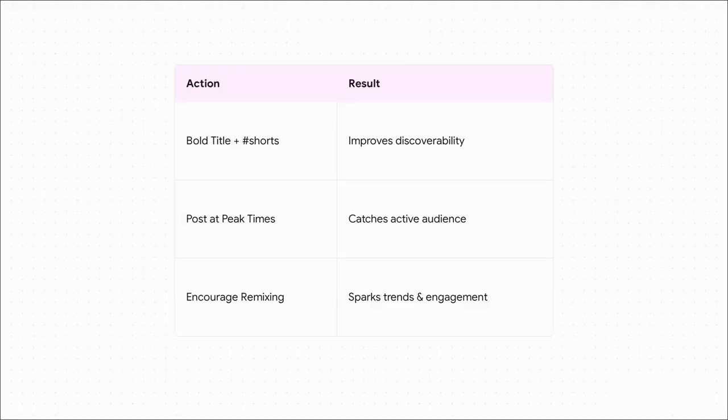Now, making the short is only half the battle. You've got to get it in front of people. So always use a bold title and always use the hashtag #shorts. That's how YouTube knows where to put it. Timing matters too. For instance, posting around 6 or 7 p.m. in India often hits the US audience right when they're most active. And last, try to encourage people to remix your short. If you can spark a little trend, that's when things can really take off.